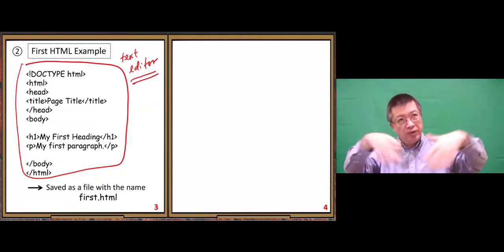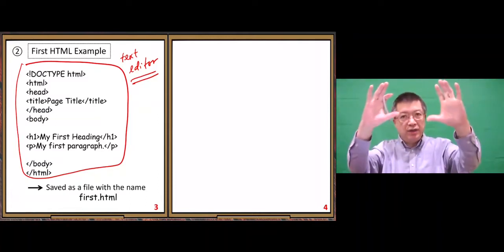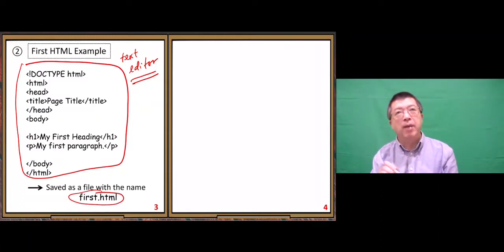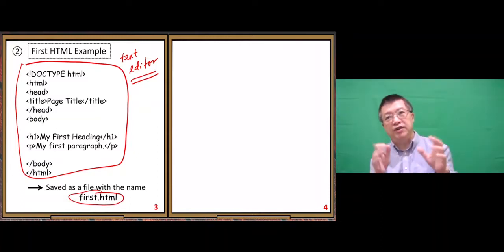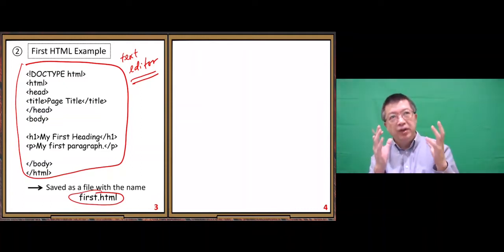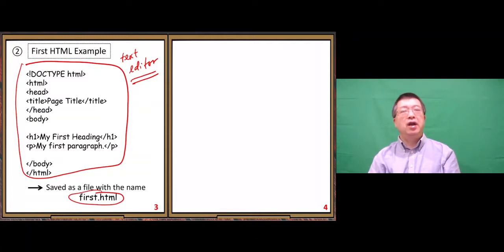Anyway, you produce this block of text, then you save it as a file with the name .html. Here I call it first.html. You have your freedom to choose what name you like to use. Here I just use first.html.